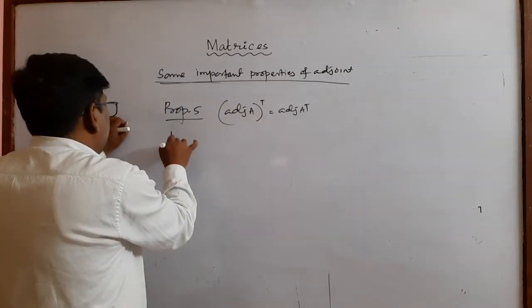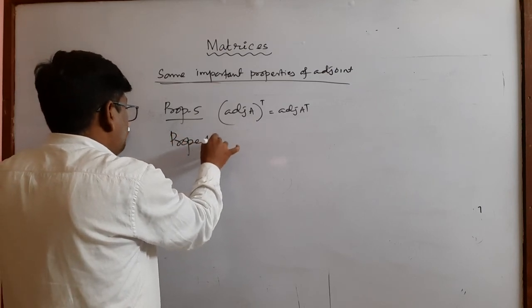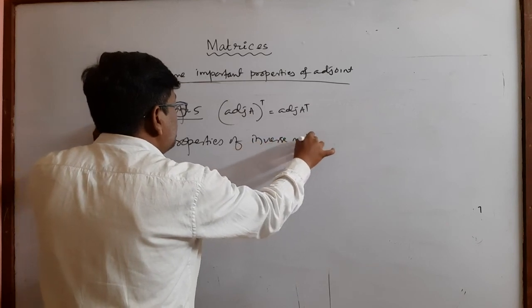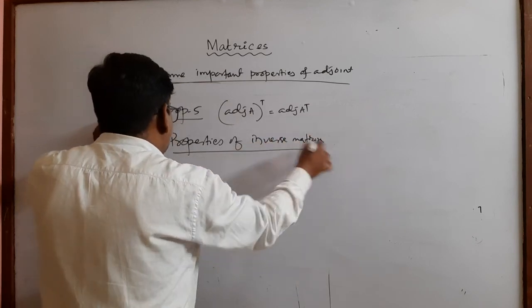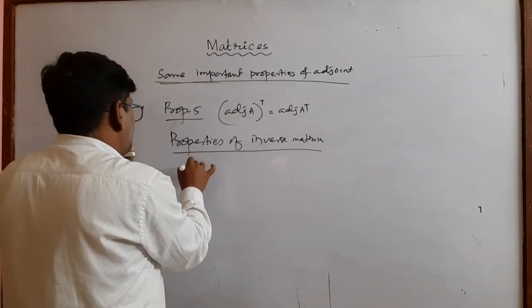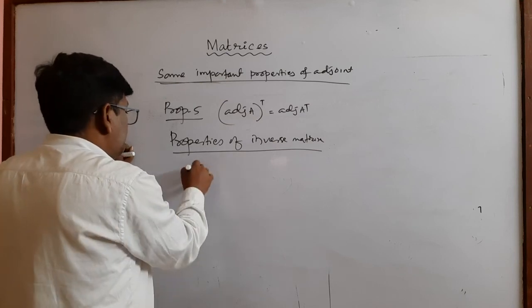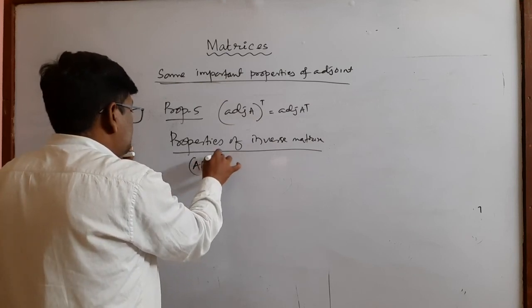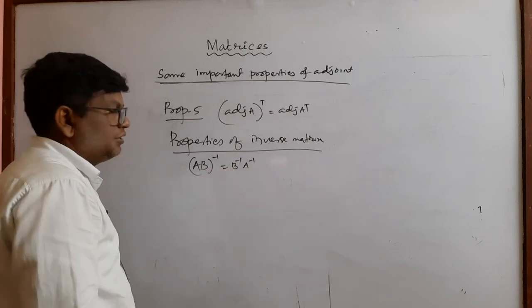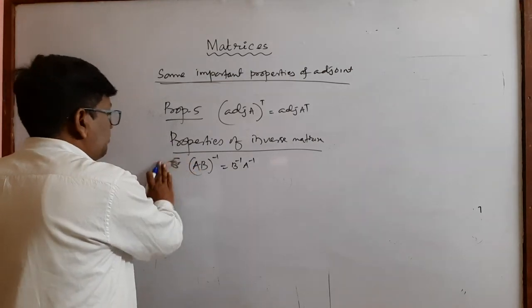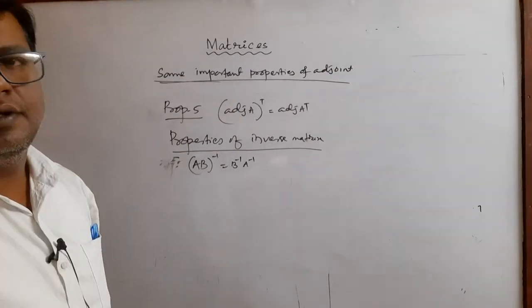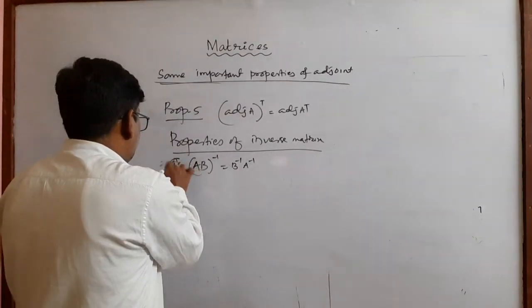Now properties of inverse matrix. Okay. AB inverse is equal to what? B inverse into A inverse. This is property 1. AB inverse is equal to B inverse A inverse.